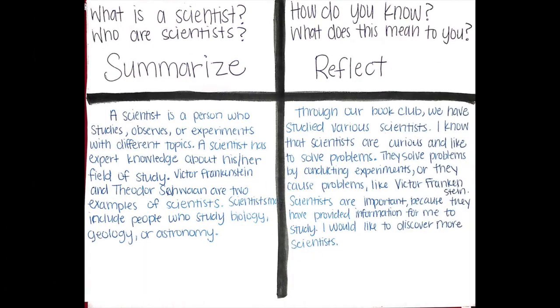And then we will move on to the reflection. How do you know, and what does this mean to you? Through our book club, we have studied various scientists. I know that scientists are curious and like to solve problems. They solve problems by conducting experiments, or they cause problems, like Victor Frankenstein. Scientists are important because they have provided information for me to study. I would like to discover more scientists.